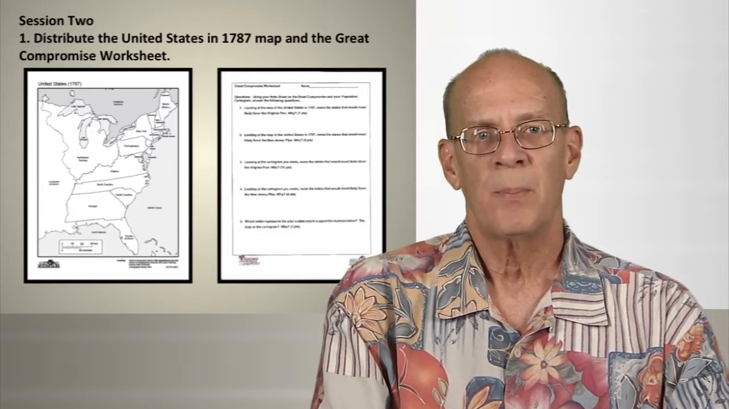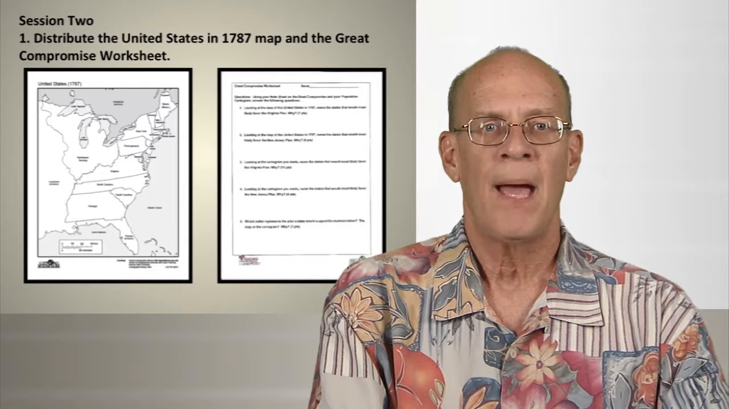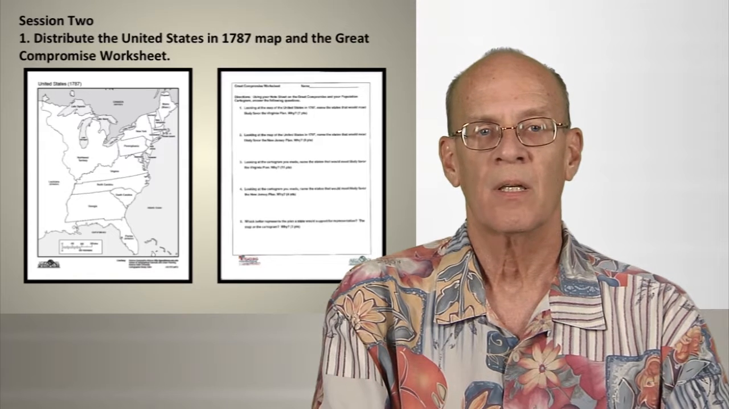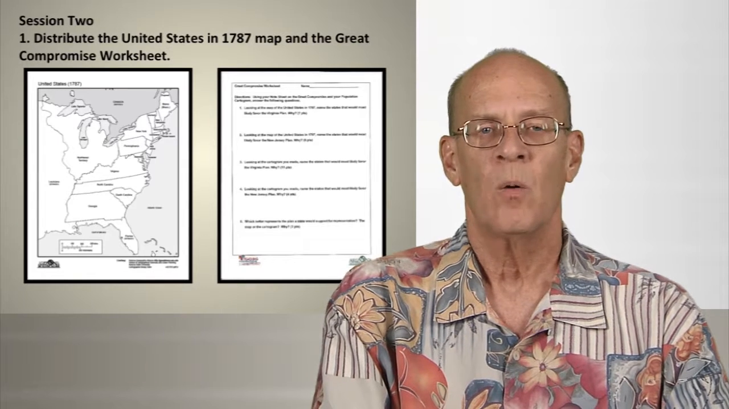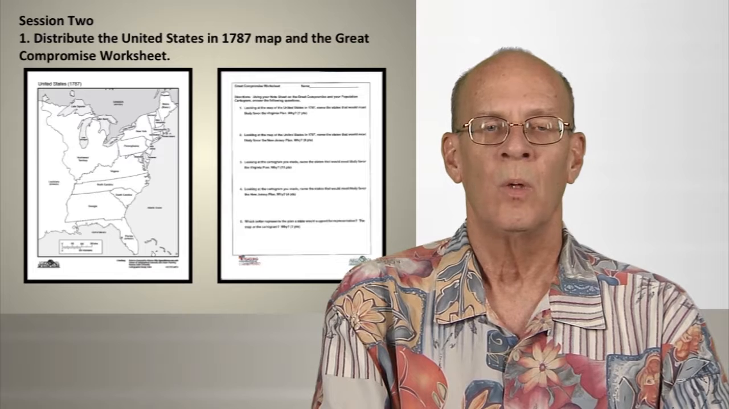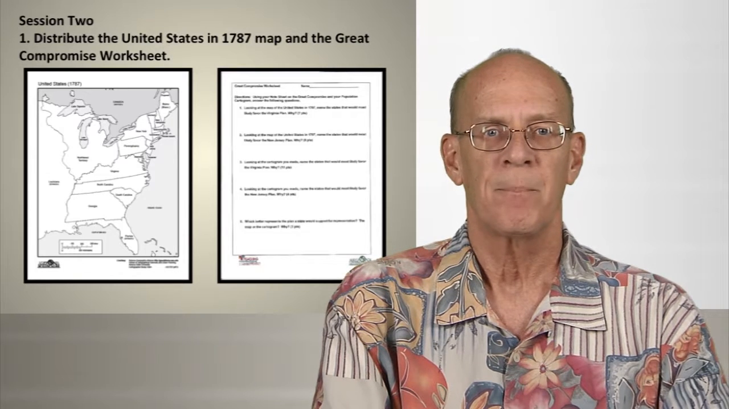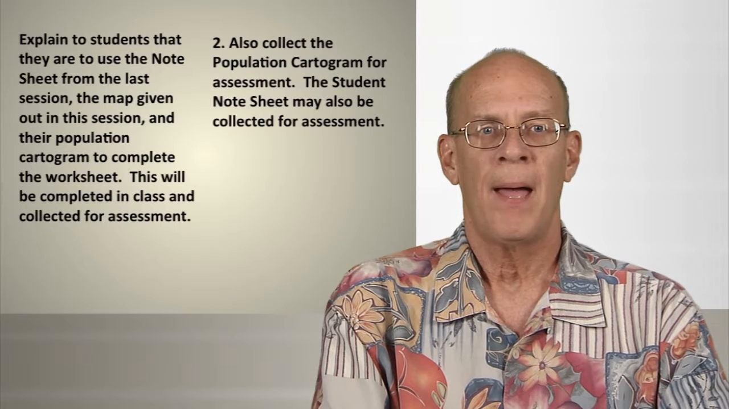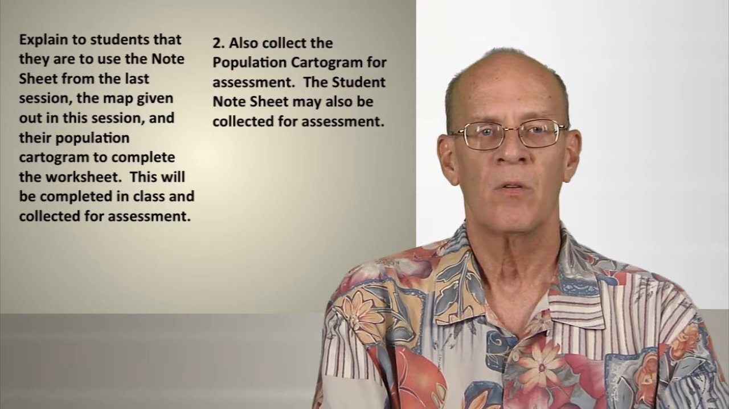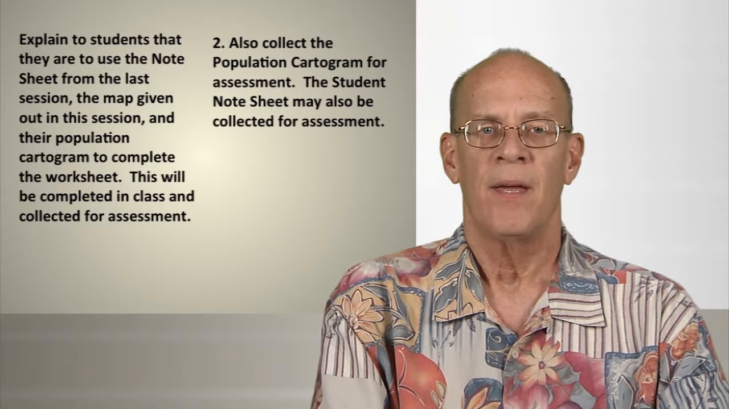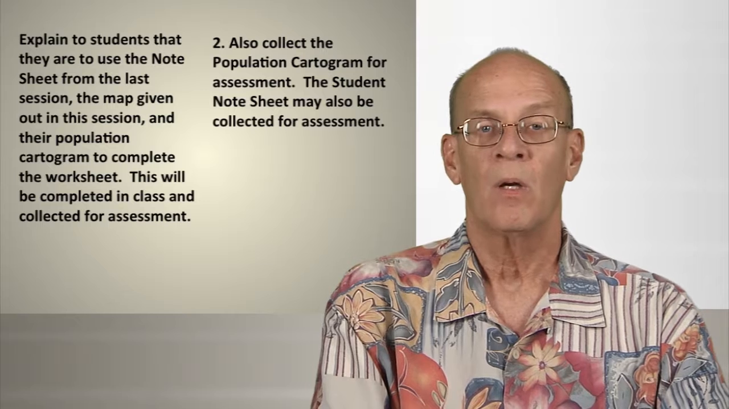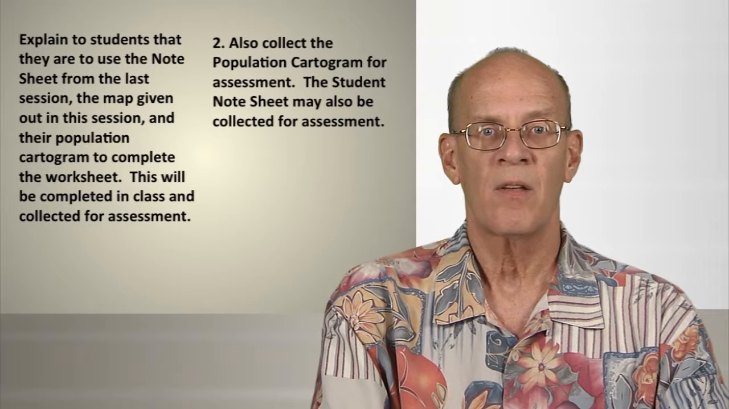At your second class period, you're going to give students a map of what the United States looked like in 1787 and a worksheet that goes with it. The questions on this worksheet will be based on the map. They're going to use their note sheet, the map, and their cartogram to complete the questions. They can do this in class, and it can be collected for an assessment. You can also collect their cartogram for an assessment, and if you wish, their note sheet.